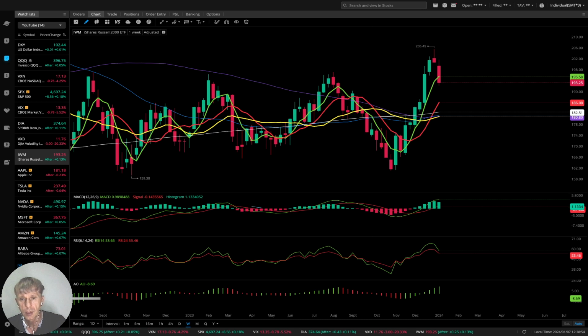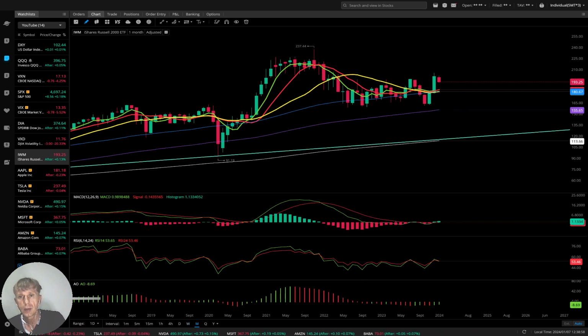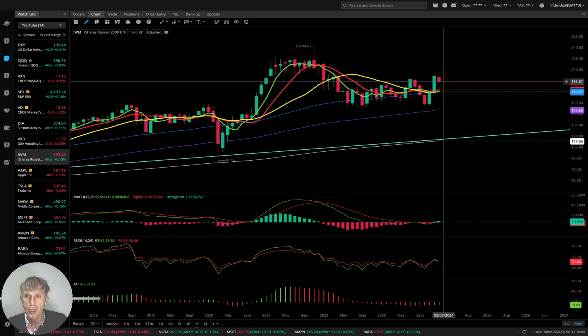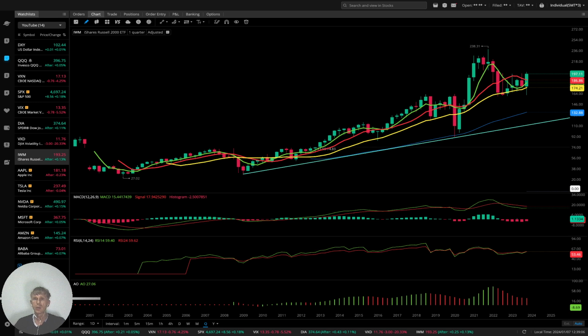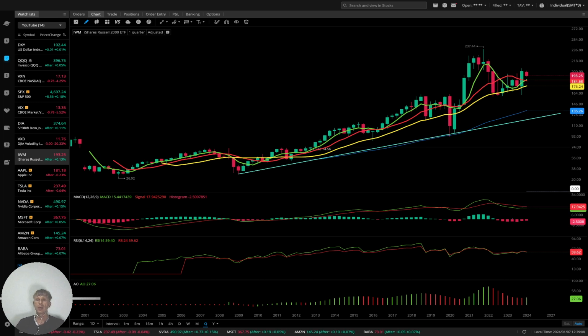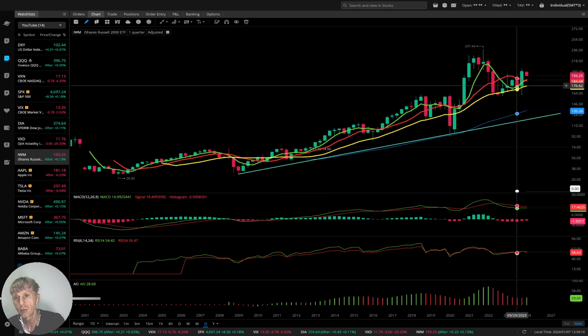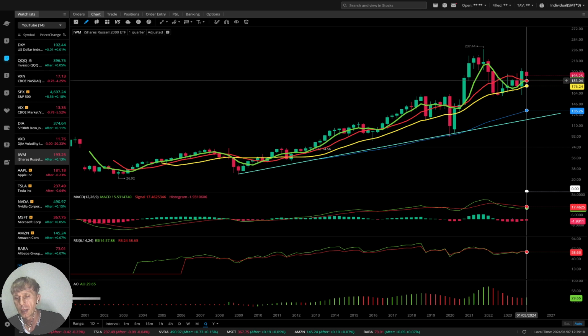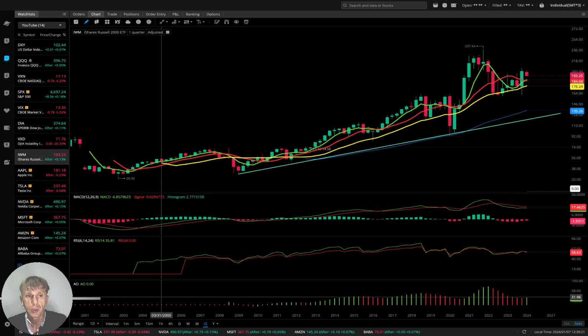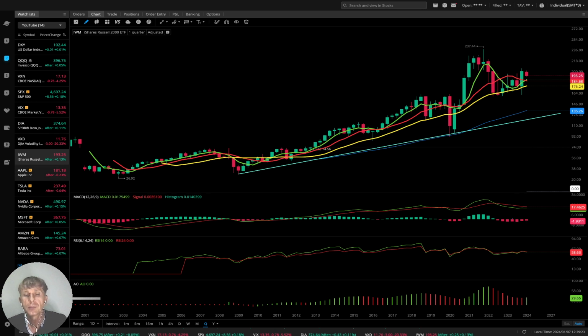On weekly, let's see. Yeah, still bullish trend, no divergences. Monthly, still bullish trend. Last bar above all moving averages, still bullish trend for IWM. Yeah, it's still positive, like all indexes. On quarterly, last bar above all moving averages, bullish trend, and MA5 did a bullish crossover over MA10. Bullish trend for IWM.